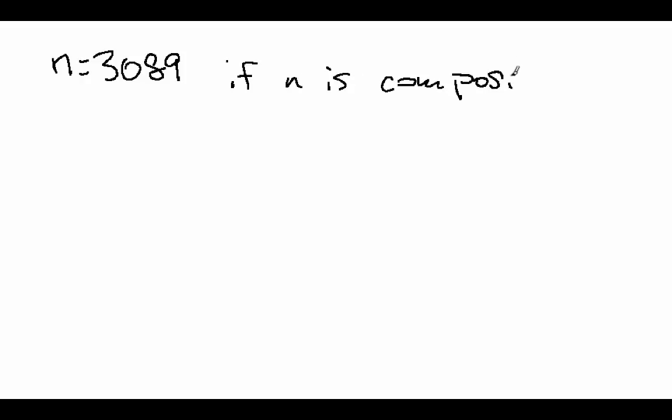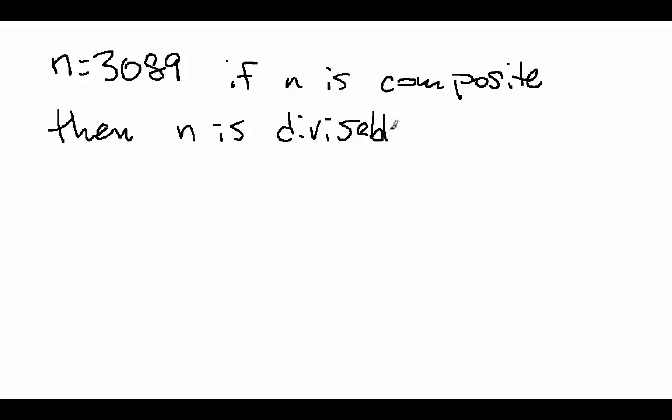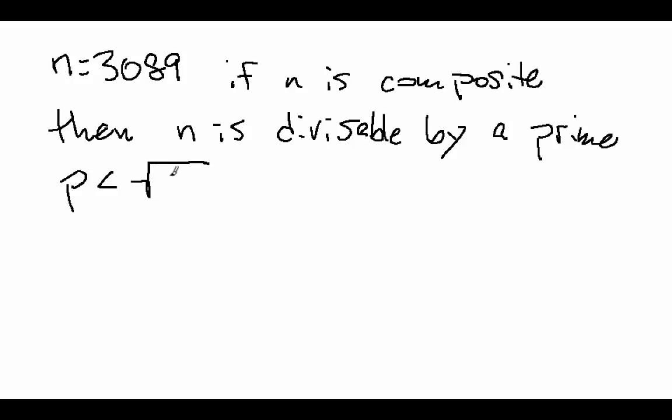Okay, so for example, if n is equal to, I don't know, 3089, that's a pretty big number here. What I am saying is if n is composite, then n is divisible by a prime p less than the square root of 3089.